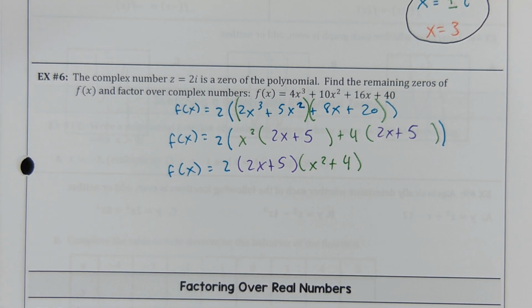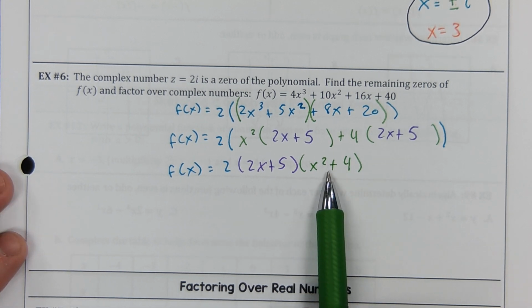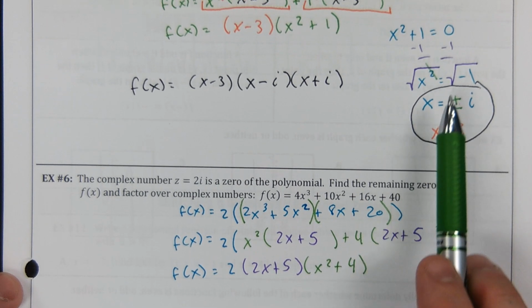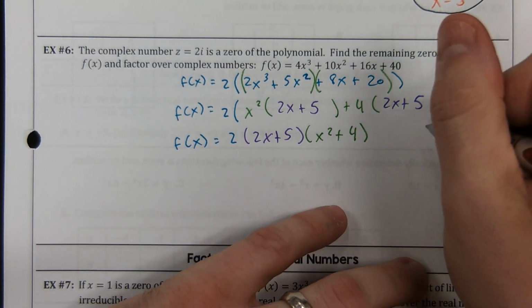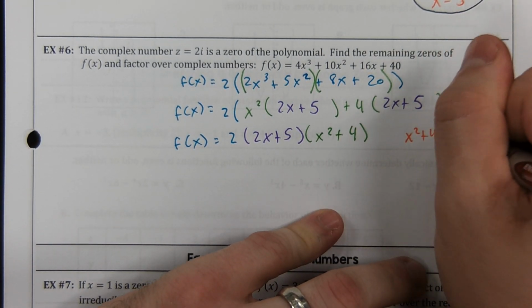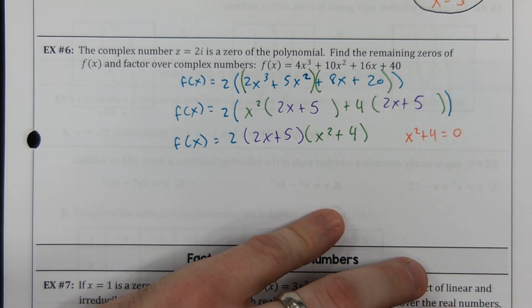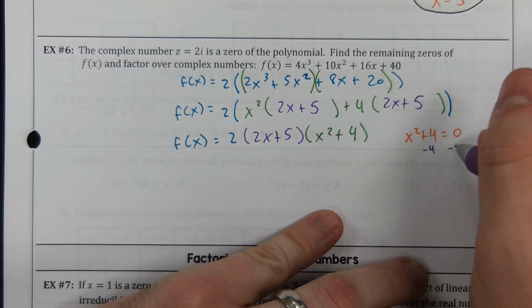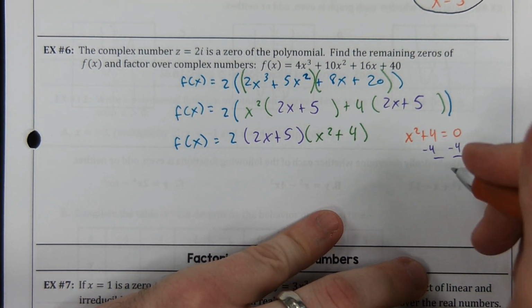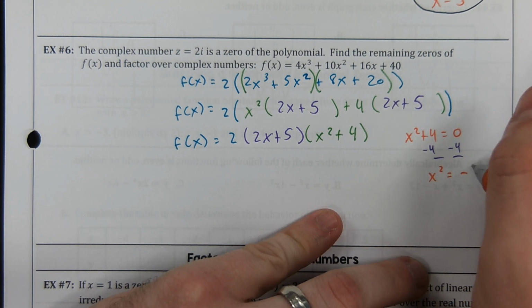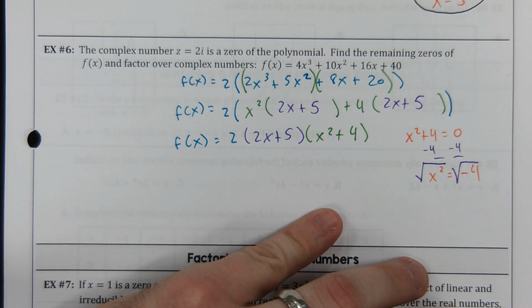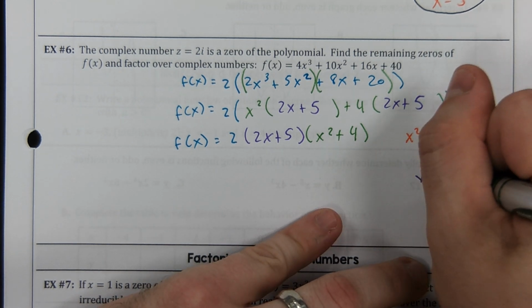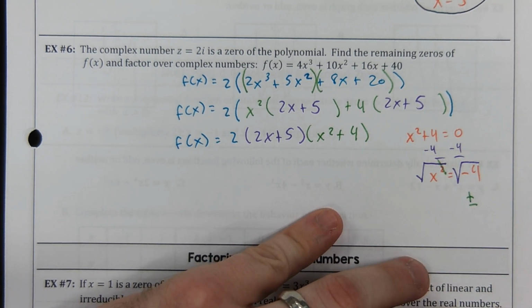This does say to factor over the complex numbers. Just like before, we could take this x squared plus 4, just like I did here with this x squared plus 1, and we can solve for x. You get x squared is negative 4. You take the square root of both sides. You remember that anytime you cancel a square with a square root, you've created a plus or minus on the other side.